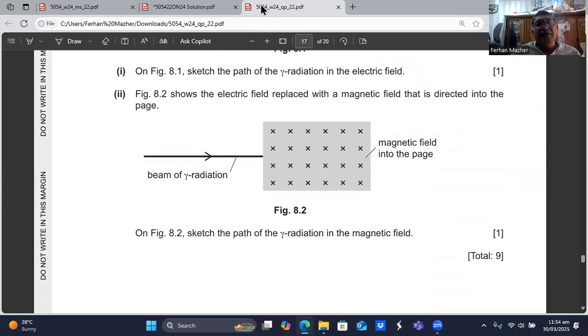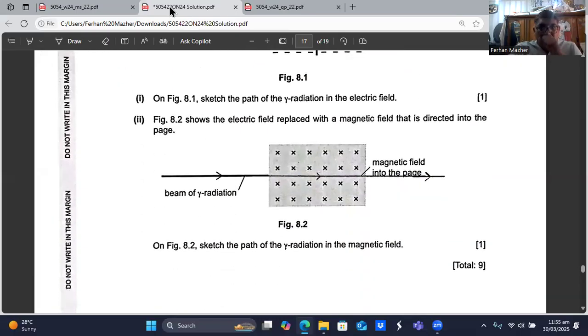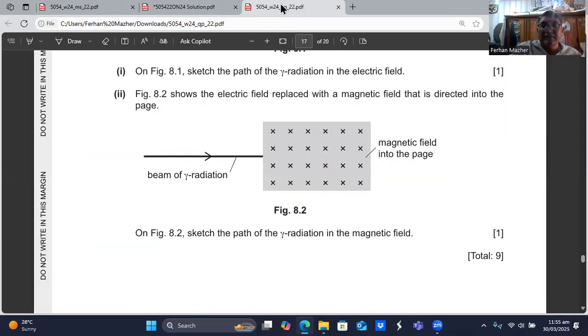Now figure 8.2 shows the electric field replaced by a magnetic field that is directed into the page, acting on the beam of gamma rays. On figure 8.2, sketch the path of the gamma radiation in the magnetic field. You see, the gamma radiation is not affected by the magnetic field, so it will go undeflected. Let's check the marking scheme. So our answers are good. There's no problem.